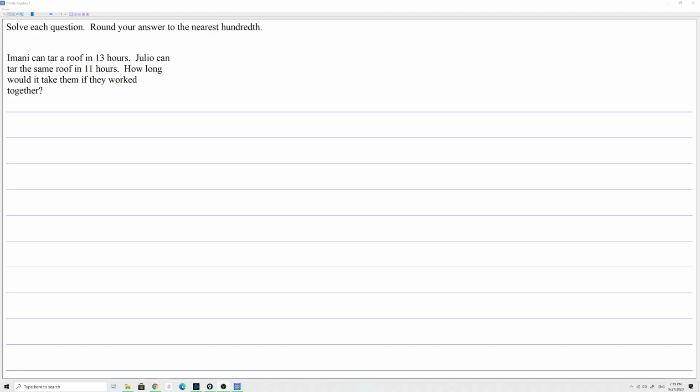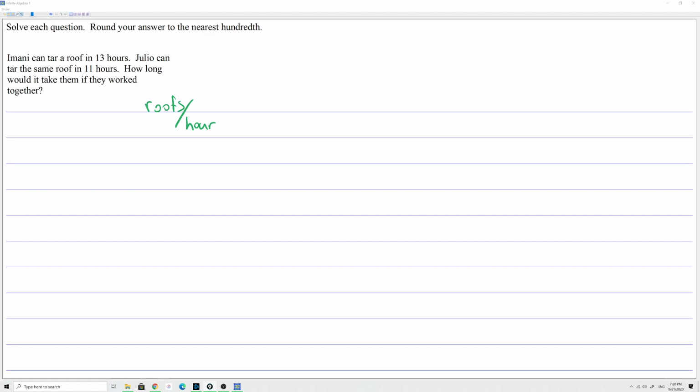If they work individually, it takes a long time. If they work together, it won't take as long. The key to understanding these sorts of problems, this one in particular, is that the unit we're dealing with all throughout is roofs per hour. We're dealing with a rate. And we talked about it in class, but long story short, rates like this are additive.